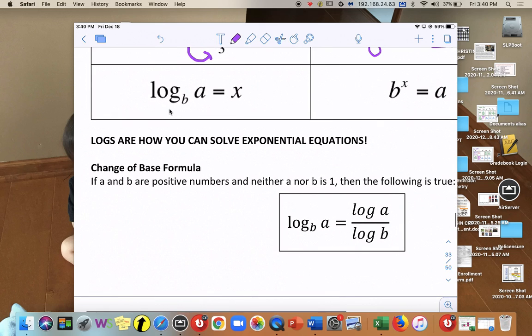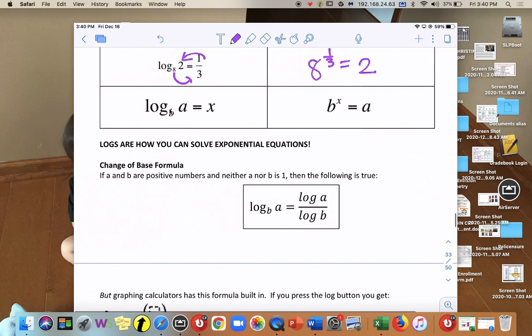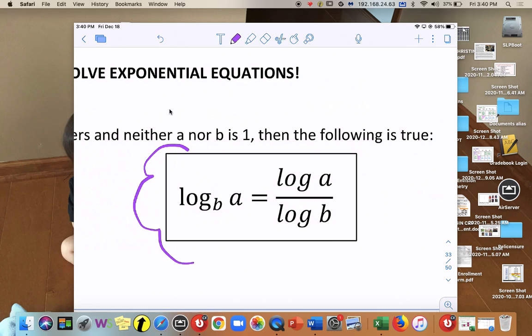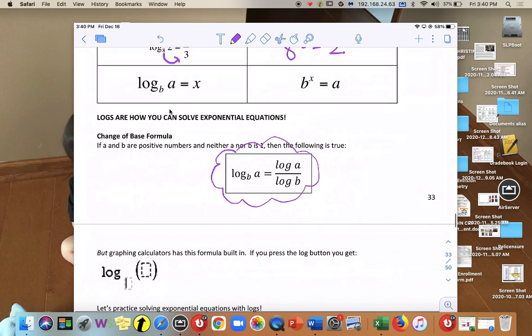In most calculators, unless you have, like my calculator here is a TI-Nspire, a fancy graphing calculator, log form is already built in. But for most, especially if you're on your phone, we have to learn how to use the change of base formula, and that's this. So again, this is going to help us type it in. Log base b of a is the same as log of a over log of b. And so we'll practice typing that into the calculator.